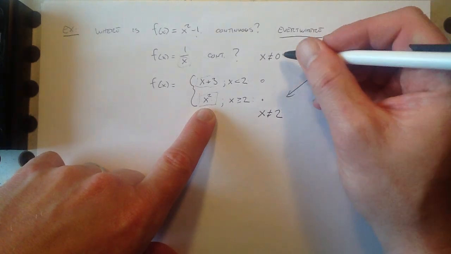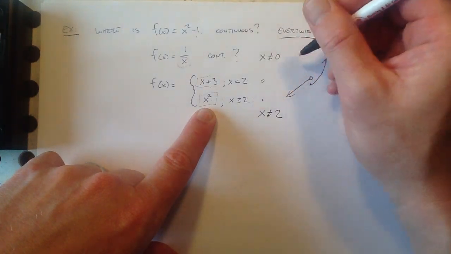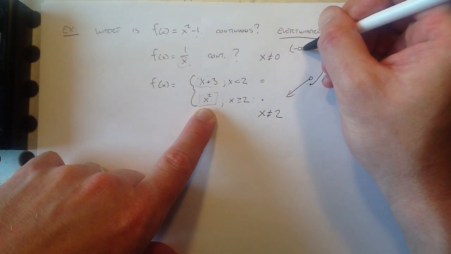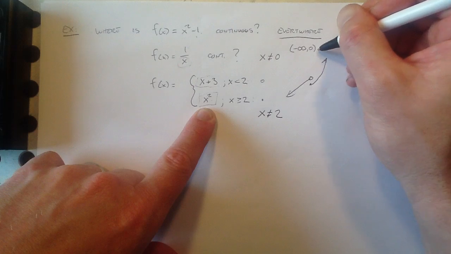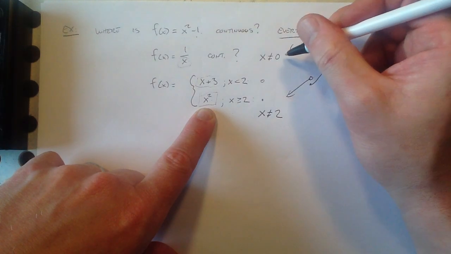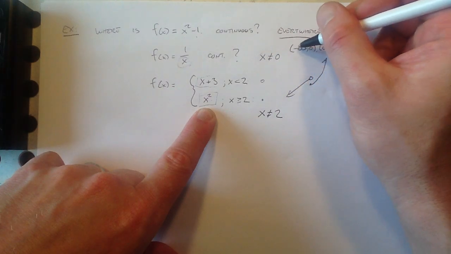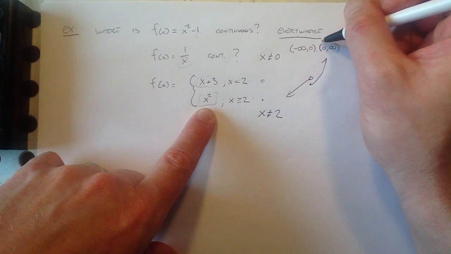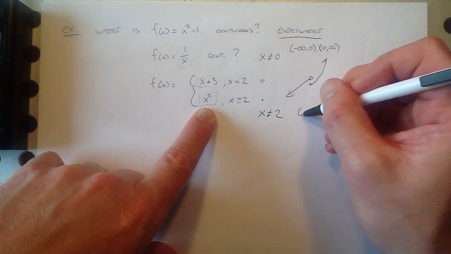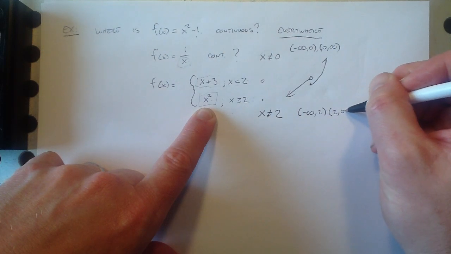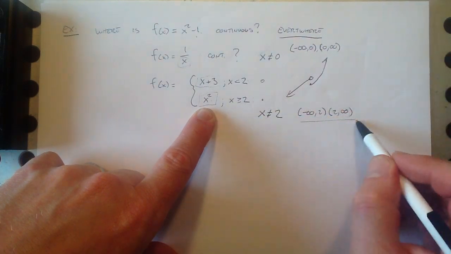Right? And if you like to use that interval notation, instead of saying x does not equal 0, you could say that it's continuous on this. You could describe it like that, right? Saying not 0 is the same as saying this. The open interval here indicates that 0 is not included. Likewise, you could say that this is continuous on those intervals.